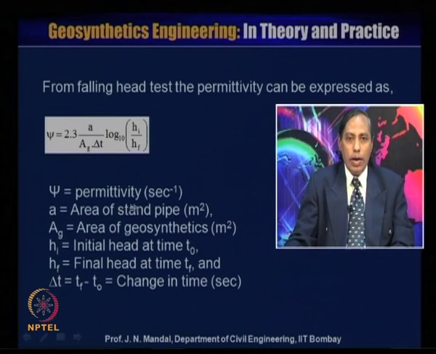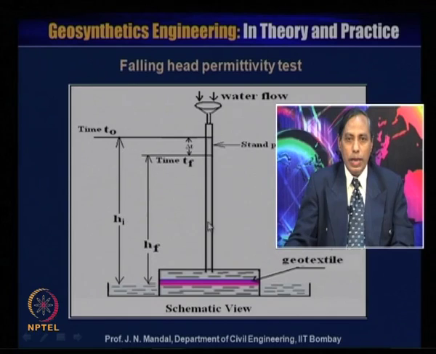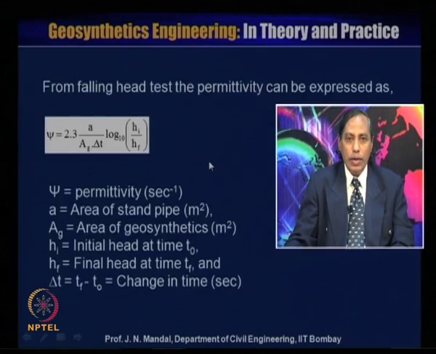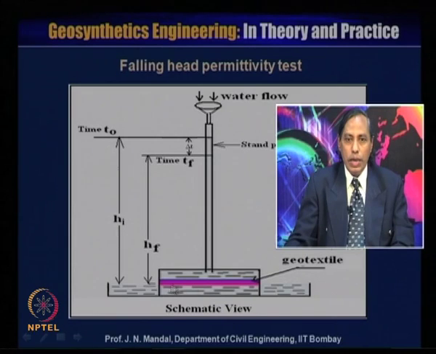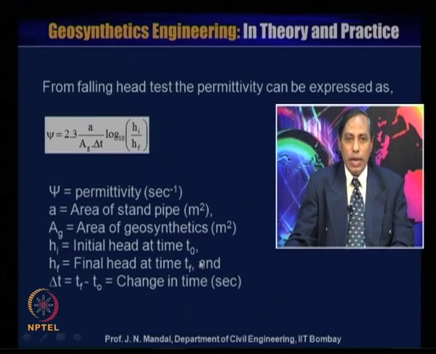A is area of the stand pipe, meter square. This is the stand pipe and this area is small a. So, small a is area of stand pipe. Ag is equal to area of geosynthetics. You know this is the geosynthetic material. You can calculate what will be the area of geosynthetic material, and then delta T, you know that is Tf minus T0, that is change in time.